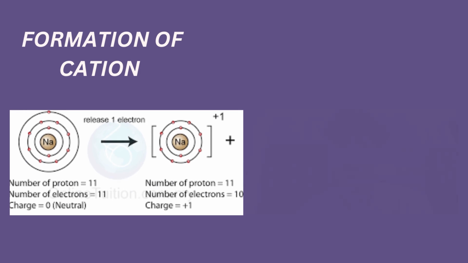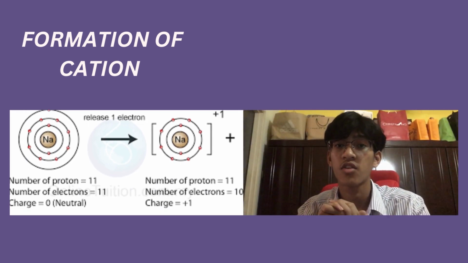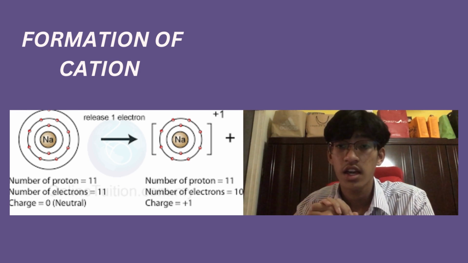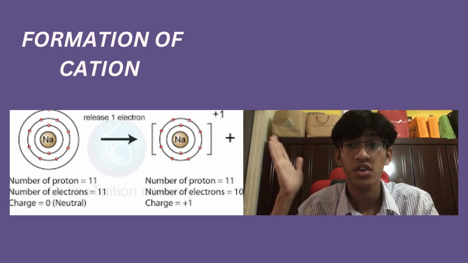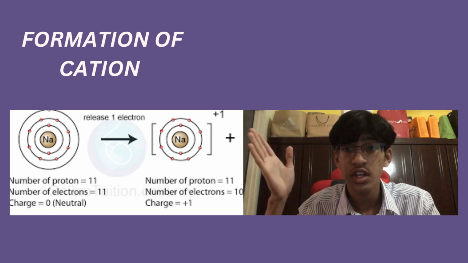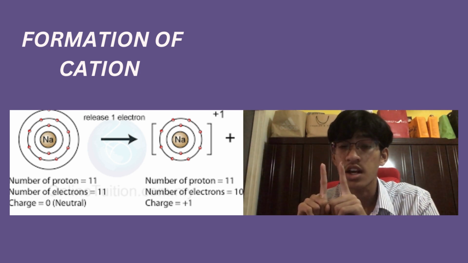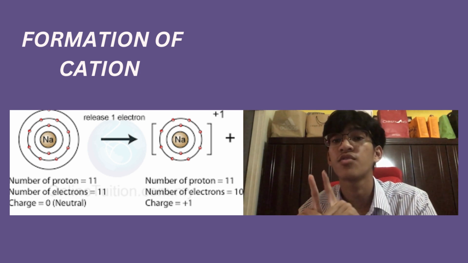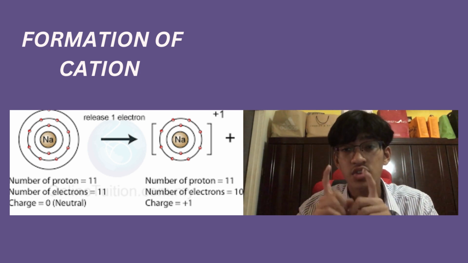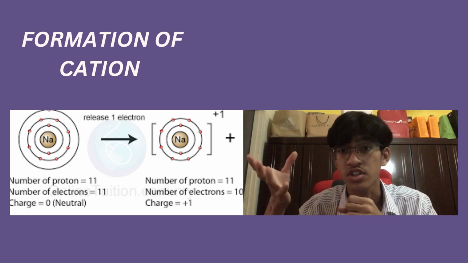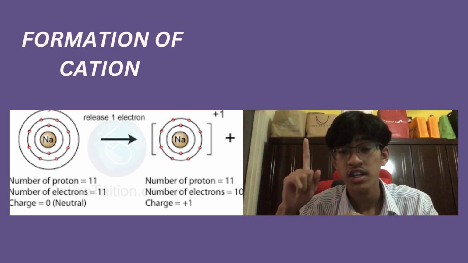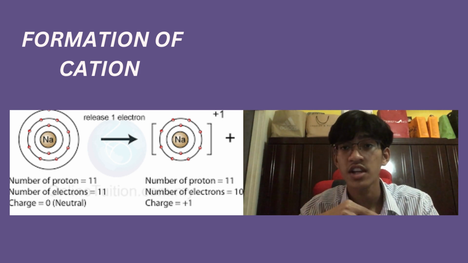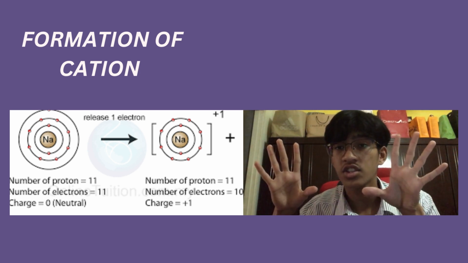And now I will explain about formation of ions. As you can see, the example that I took is sodium. So sodium has 11 protons and 11 electrons. So the charge is still neutral, and when sodium releases one electron, the number of electrons becomes 10 and the charge is positive 1.